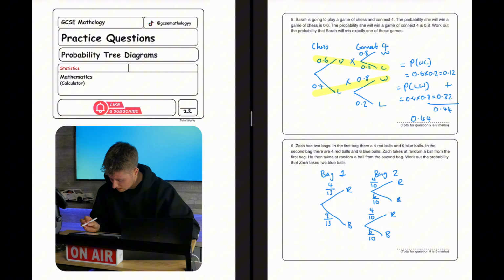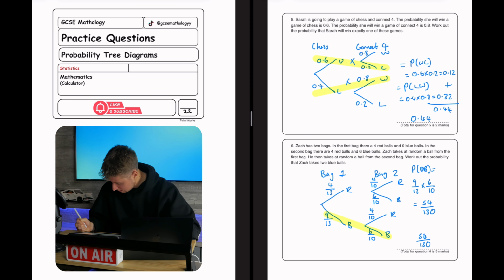Work out the probability that Zach takes 2 blue balls. So the path for the blue balls, both of them blue, is this path here. So this is the probability of a blue and then a blue. This is equal to 9 over 13 multiplied by 6 over 10. So 9 times 6 is equal to 54 over 130. So 54 over 130 is our final answer.